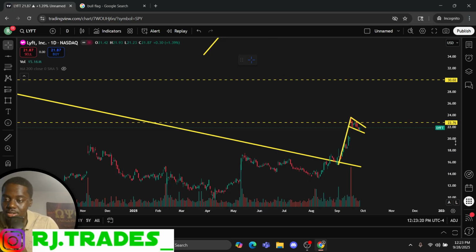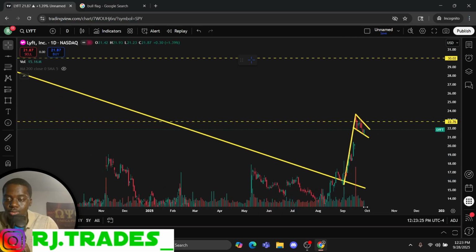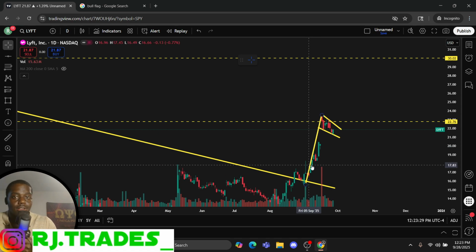Look in your calculator and look how long it would take you to get that in a regular bank. All right, so boom, we have a bull flag. We have a run up. We have our pattern that tells us the stock is more than likely to go up. We know where our resistance is.